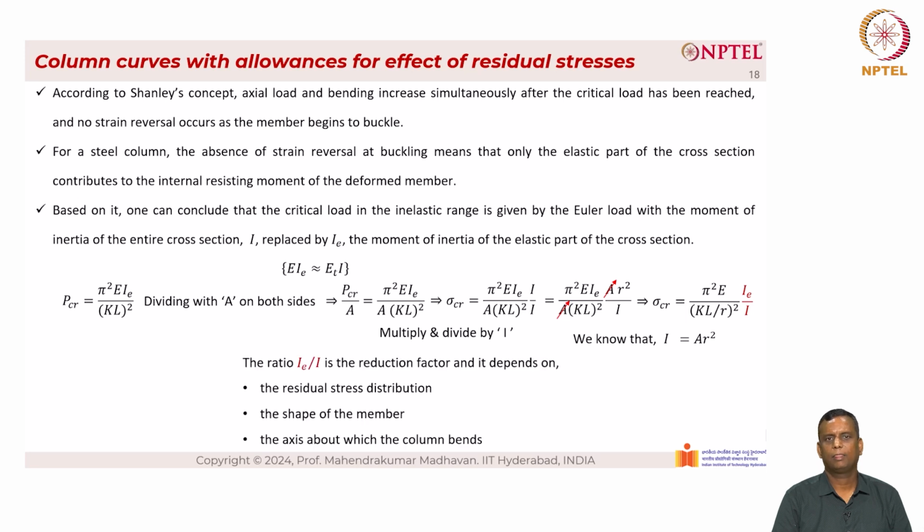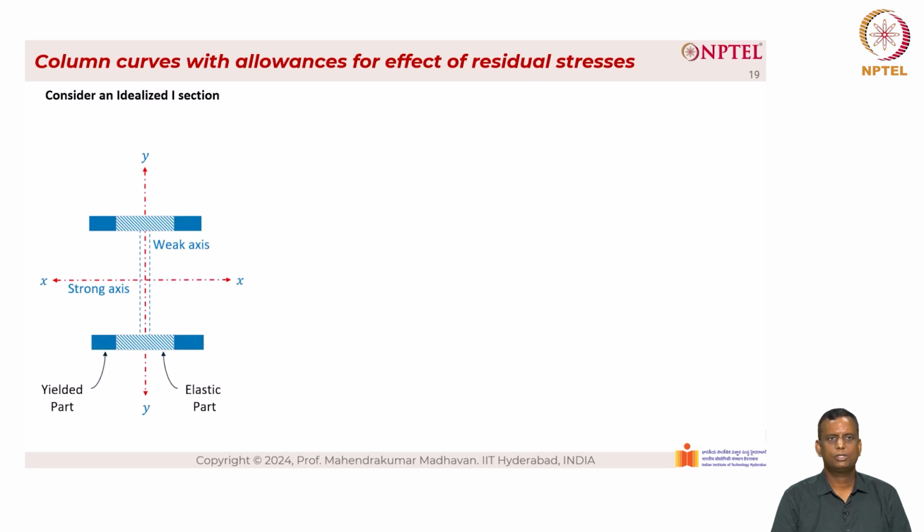So, this I E by I is the reduction factor and it depends upon the residual stress distribution, the shape of the member, and the axis about which the column bends. So, consider an idealized cross-section.